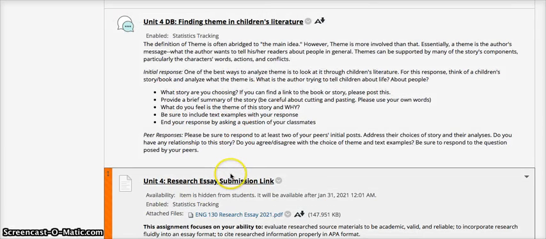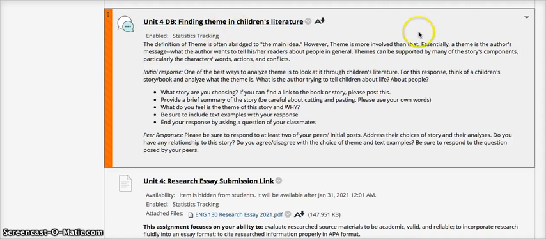So for discussion board 4, it's finding theme in children's literature. Okay, I'm going to admit that this is actually my favorite discussion board response because it helps you dive into your past as a child, or even if you're a parent right now and there's a particular book that you are reading to your child, what book is it? And talk about the overall theme that the author is trying to tell children about life and about people in general. So for your initial response, you must pick one of those books and do that response. So that is your initial response.